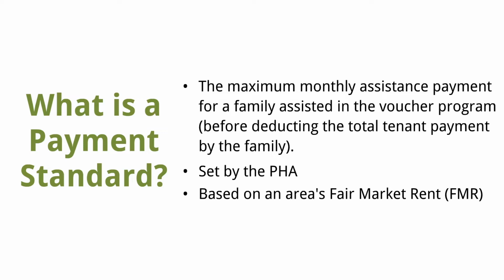The PHA publishes a listing of payment standards by bedroom size, known as the Payment Standard Schedule. When determining what payment standard is applicable for a family, the PHA must use the payment standard for the lower of the family unit size listed on their voucher, or the size of the unit leased by the family. To determine how much the payment standard is, each PHA must use HUD's fair market rent, or FMR.